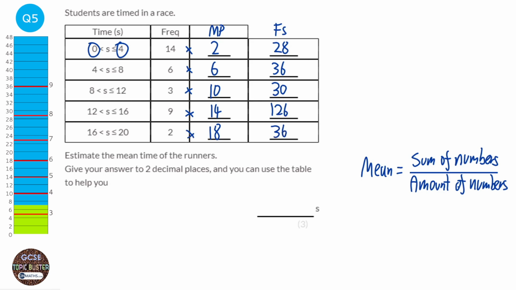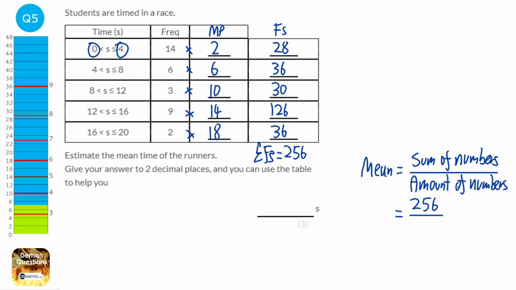Okay, next we're going to work out the sum of the FS. And to work that out, we just add all of these up together. So we're going to do 28 plus 36 plus 30 plus 126 plus 36. And when you add them all up, you get 256. Now, that will give us the sum of numbers, so we're going to put that into our working out now.